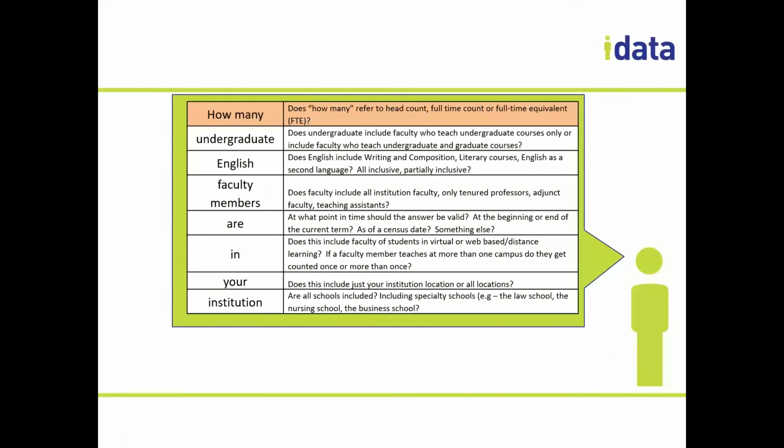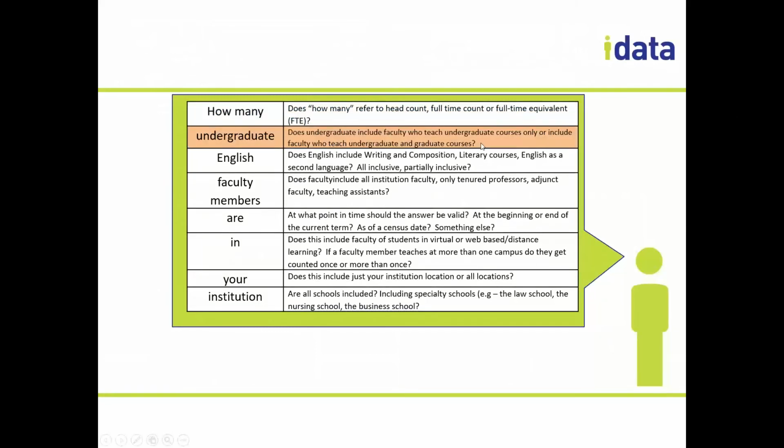What if you've got a bunch of part-time employees, or you're counting them all as one? Undergraduate: does undergraduate include faculty who teach undergraduate courses only, or faculty who teach undergraduate and graduate courses? Or are you doing a unique thing for just undergraduate? How are you determining that? English: does English include writing and composition, literary courses, English as a second language? We've got this qualifier that it's an English faculty. What attribute is that really applying to, and what does it mean? A faculty member: does faculty include all institution faculty, or only tenured professors, or adjunct, or teaching assistants? Are we counting everyone equally? How are we counting this?